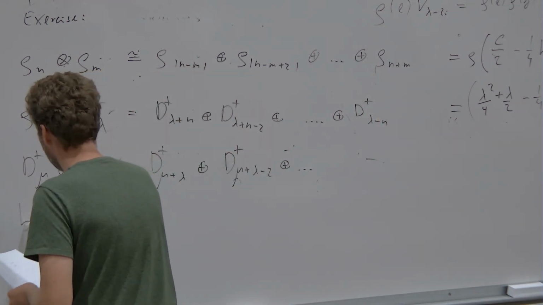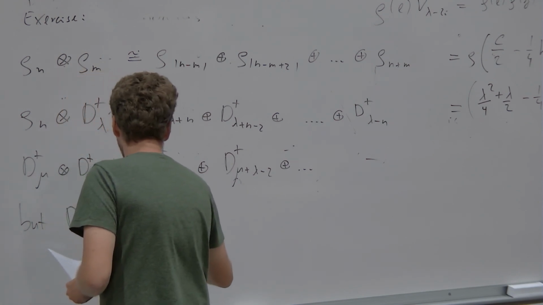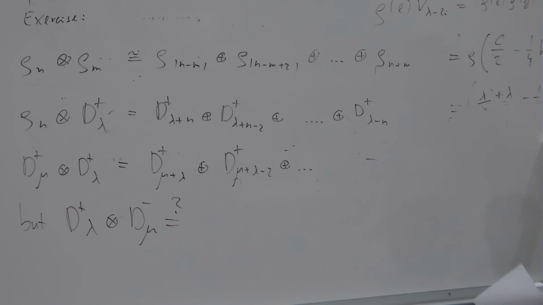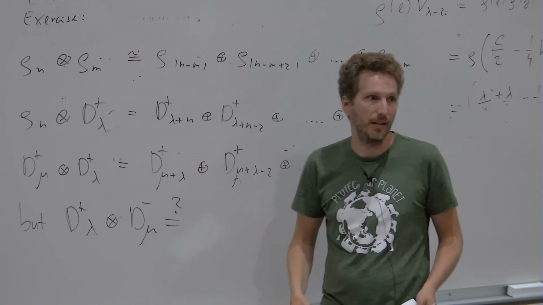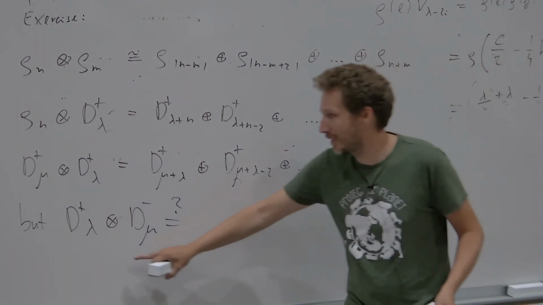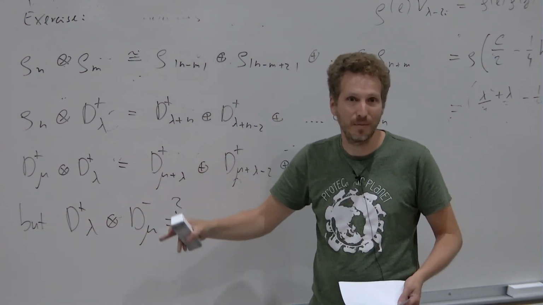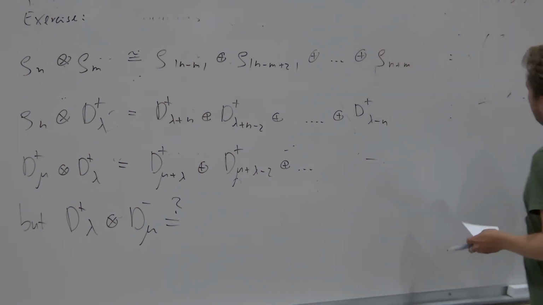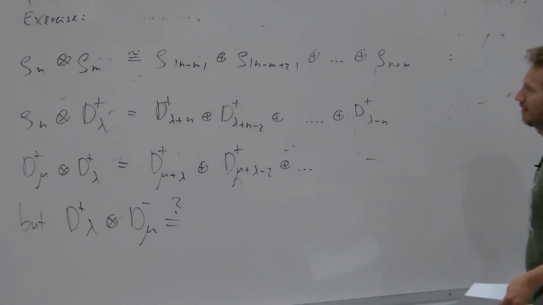But what about a highest weight module times a lowest weight module? And by the way, why can you compute the previous one? Because you can find successive highest weight vectors there. And this is now the difference. In this one, one module has highest weight vectors, the other has lowest weight vectors. In the tensor product, you don't have any room anymore to find highest or lowest weight vectors. So this one, you don't know how to compute.